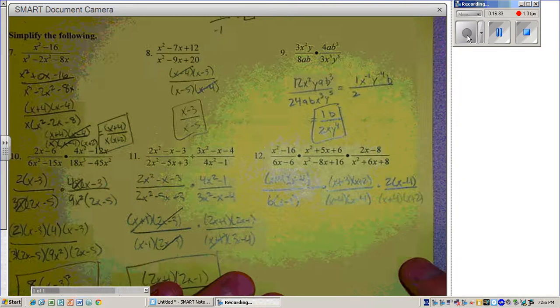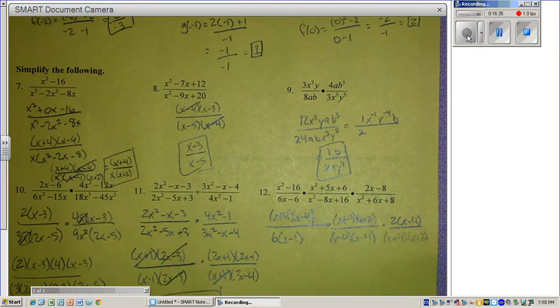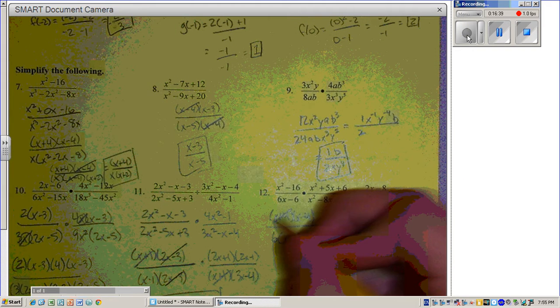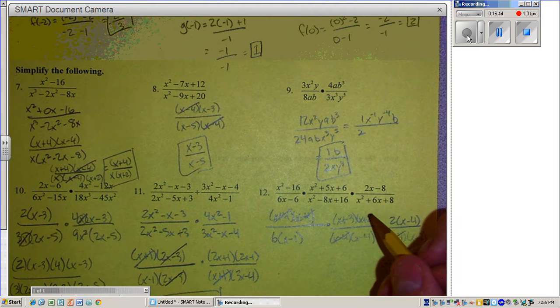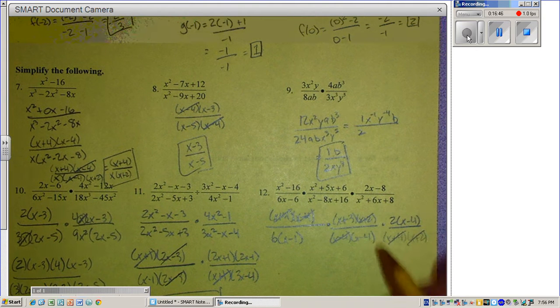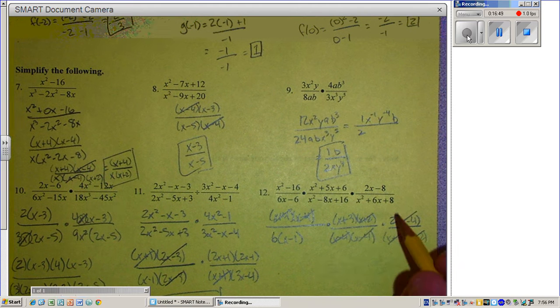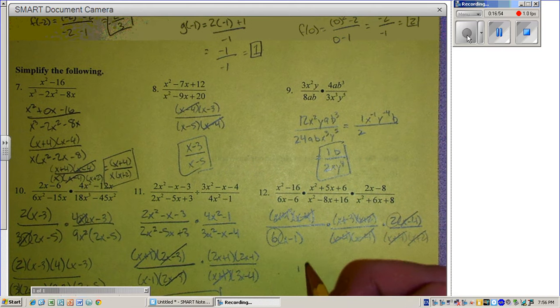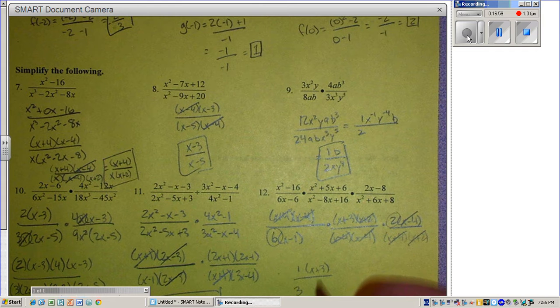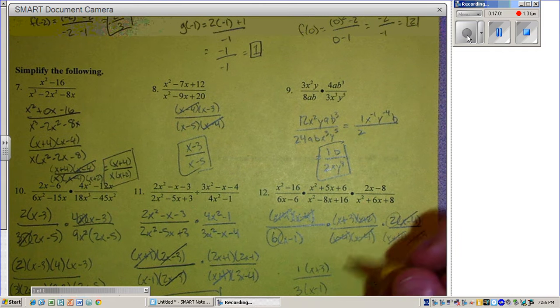Okay, and now what I need to do is find commonalities. I see an x plus 4 right here and right here. I see an x minus 4 right there and right there. x plus 2, and another x minus 4. And in fact, I can simplify this 2 over 6 to 1 over 3. So I have 1 times x plus 3 over 3 times x minus 1. And I'm completely okay with leaving it just like that.